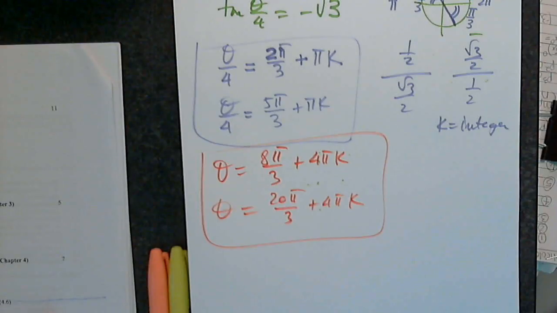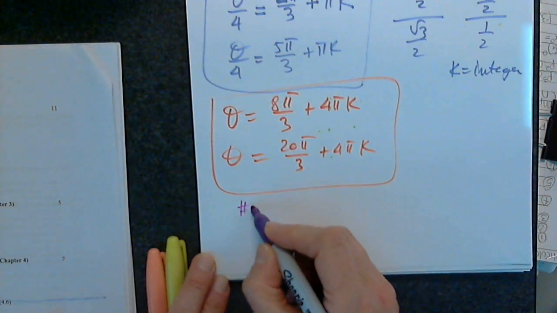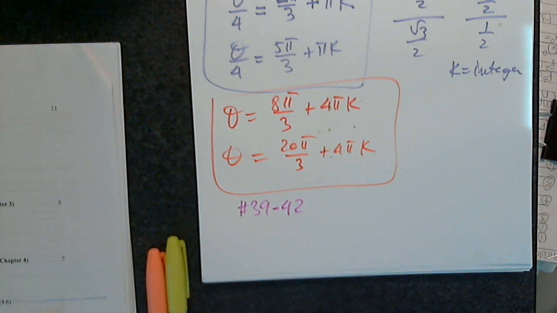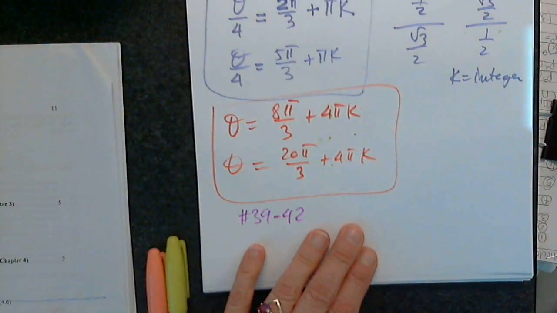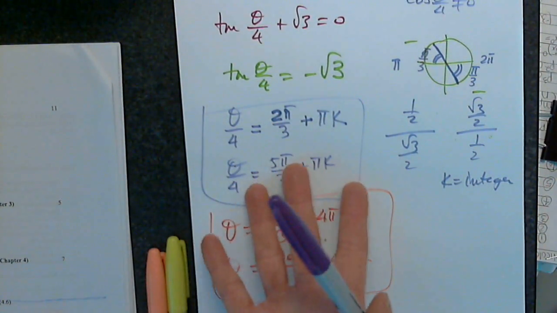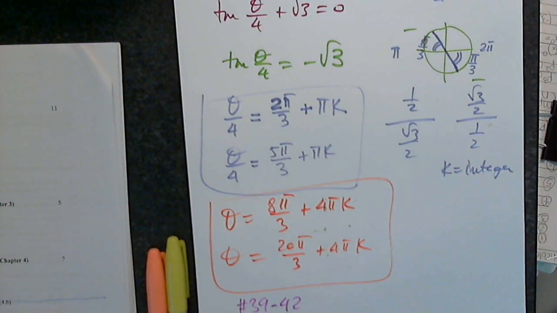I would like to look at a problem from 39 through 42. Any questions on this? So we applied the exact same principles, but this time I had to apply the principles for theta over 4. And once I changed the trig equation into a linear equation in theta, I had to multiply both sides by 4.